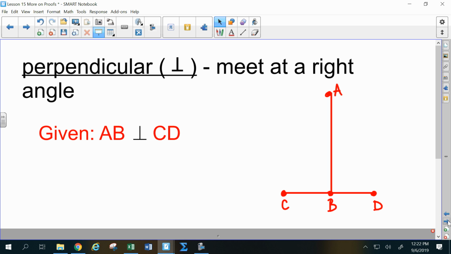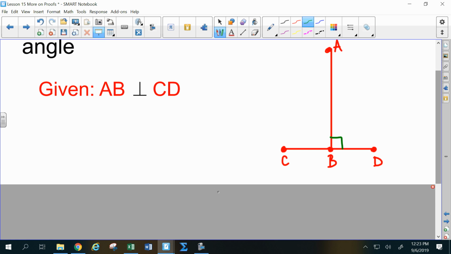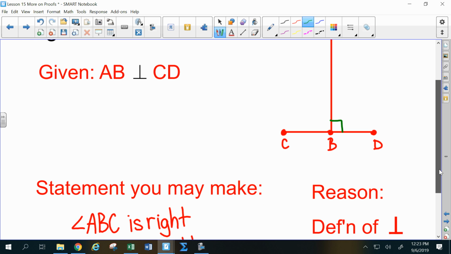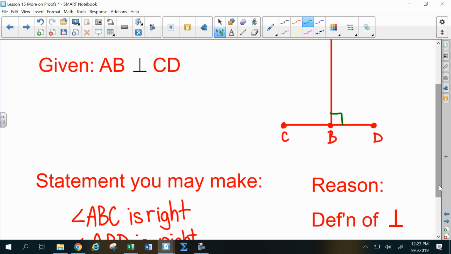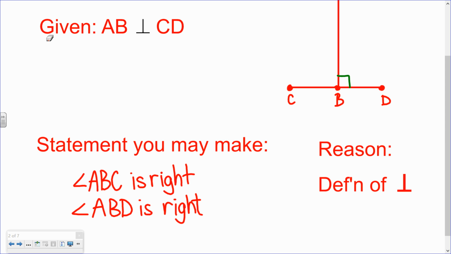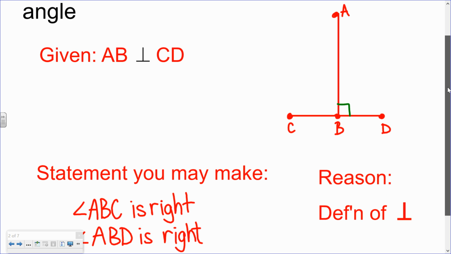So, perpendicular means things meet at a right angle. They make a 90-degree angle. So if you have a statement that is given, AB is perpendicular to CD, that means you can mark on the picture that those form a right angle. It means that in a proof, you can say angle ABC is a right angle, and your reason is definition of perpendicular. It means you can say angle ABD is a right angle, and then you put definition of perpendicular.